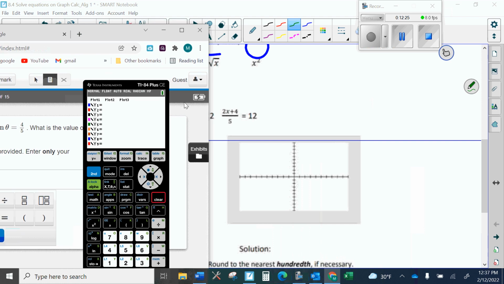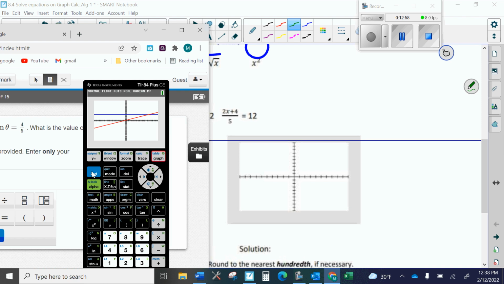Notice this 2x plus 4 all divided by 5. Now remember, since there's more than one term in that numerator, I need to put parentheses around that. 2x plus 4 parentheses divided by 5. That's in one equation. I put that in y sub 2, so that means the 12 on the other side is going to go in y sub 1. Okay. Hit graph. I can see the intersection, so I don't have to zoom out at all.